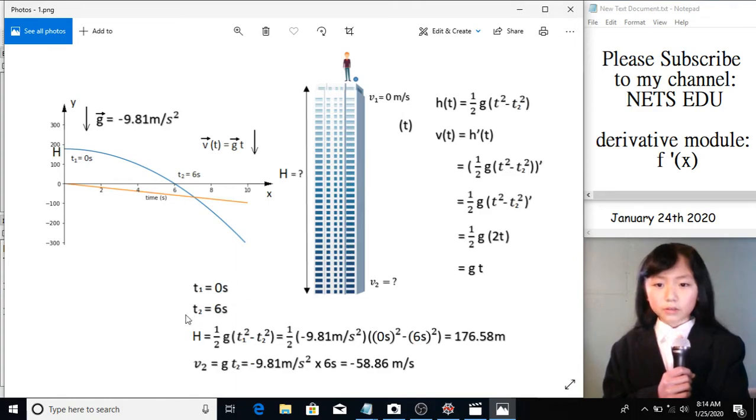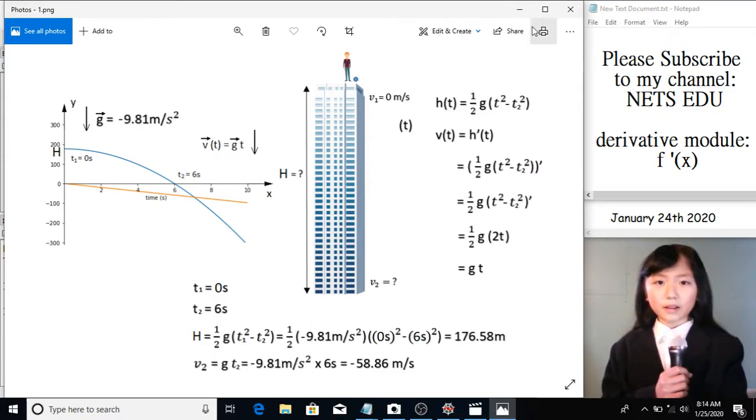t1 equals 0, t2 equals 6 seconds. The height equals this function; we substitute the numbers in, and we get 176.58 meters. The final velocity of the ball equals the gravity times t2. So we get negative 58.86 meters per second. Since this is going downward, it's negative.